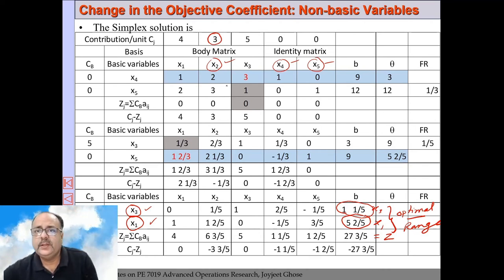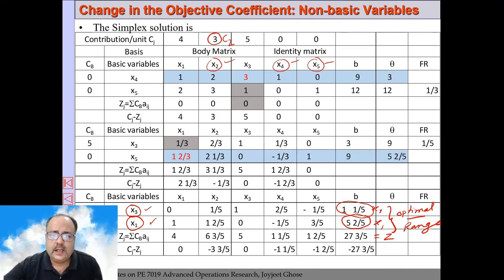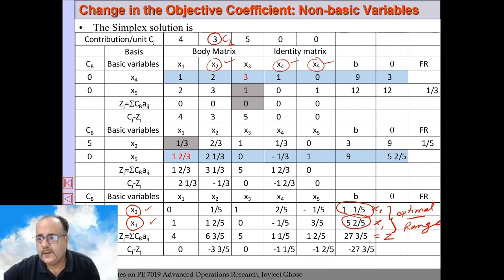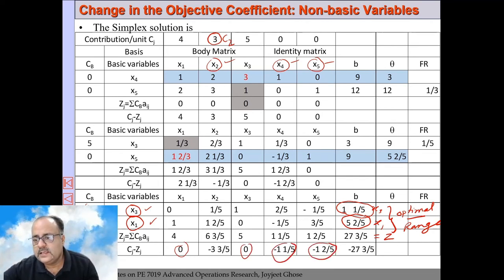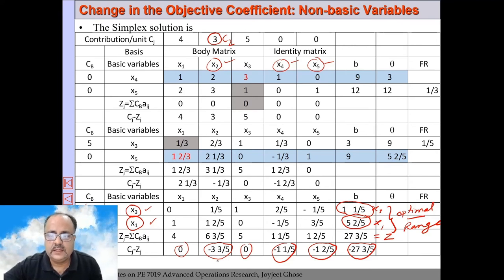So here, let's say I have changed C2. Now, this change, where will it reflect? Where will the change show up? In the final iteration table. I am interested in the final iteration table only. Will it reflect here? No. Will it reflect here in the right hand side of the equation? No. Will it reflect here? No. Will it reflect here? No. These are unaffected by the change in this. The only thing that will be affected is C2 minus Z2. Rest, nothing will be affected.